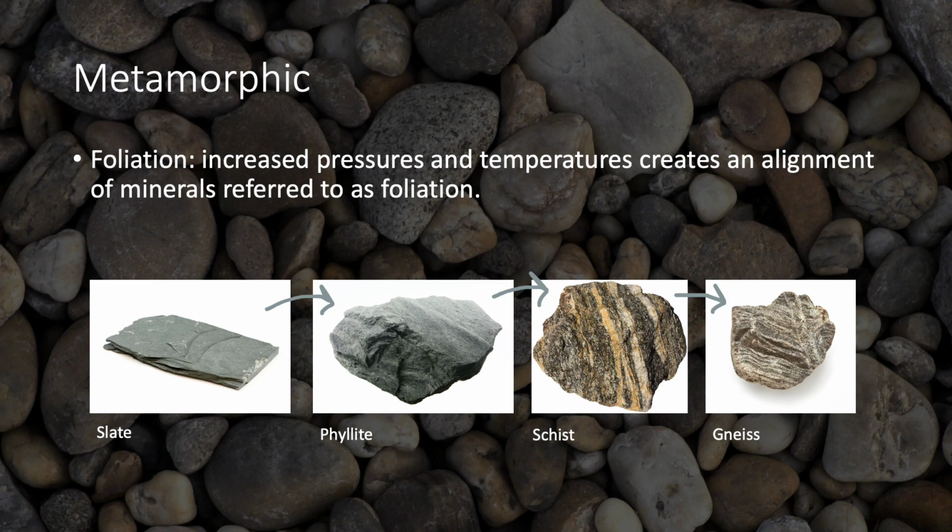To classify these rocks, we first try to identify foliation. Foliation is the increased pressures and temperatures that create an alignment of minerals. As temperature and pressure increases, rocks will continue to go through a metamorphic process. Slate will become phyllite, and then schist, and finally gneiss. It can be seen how the foliation becomes more and more defined as the grain size decreases.